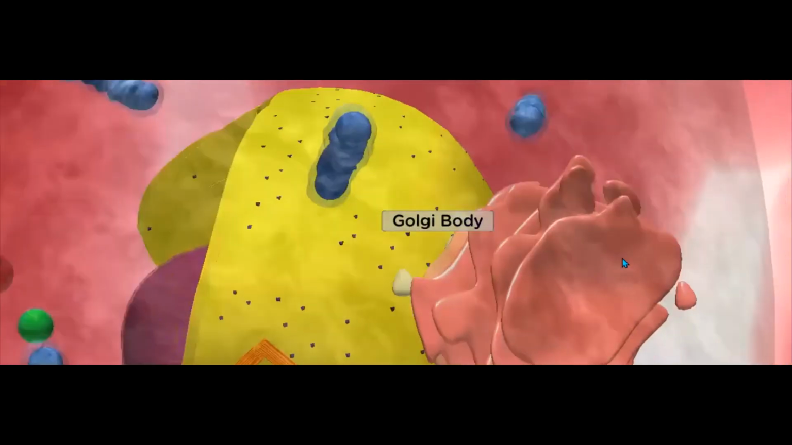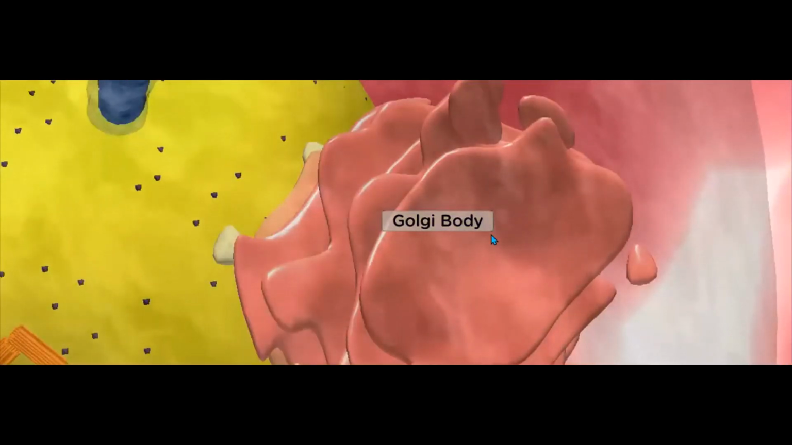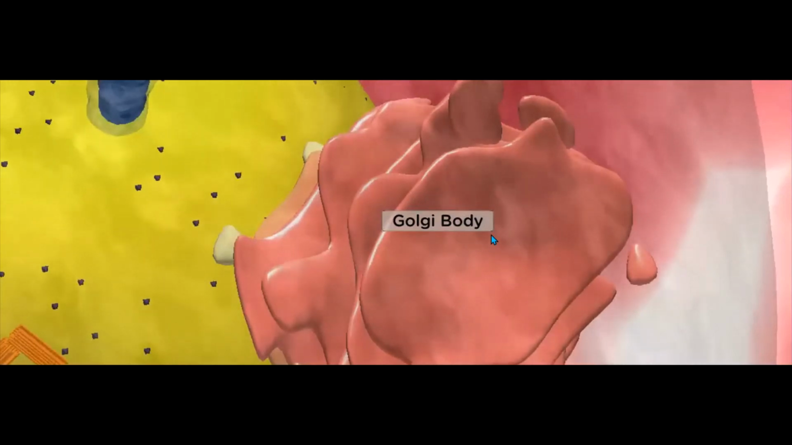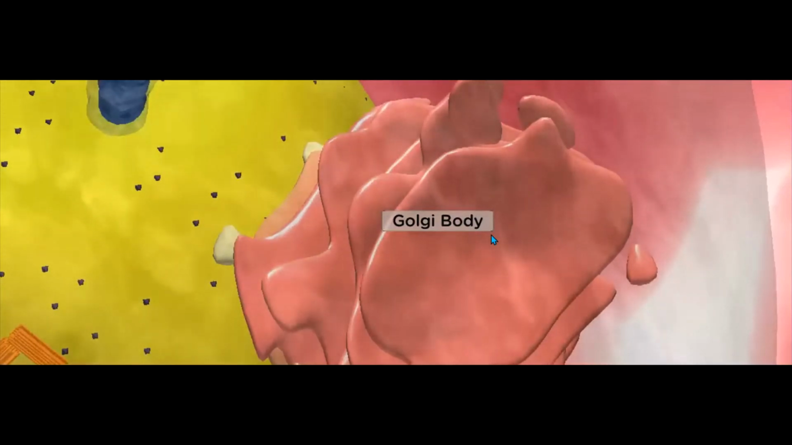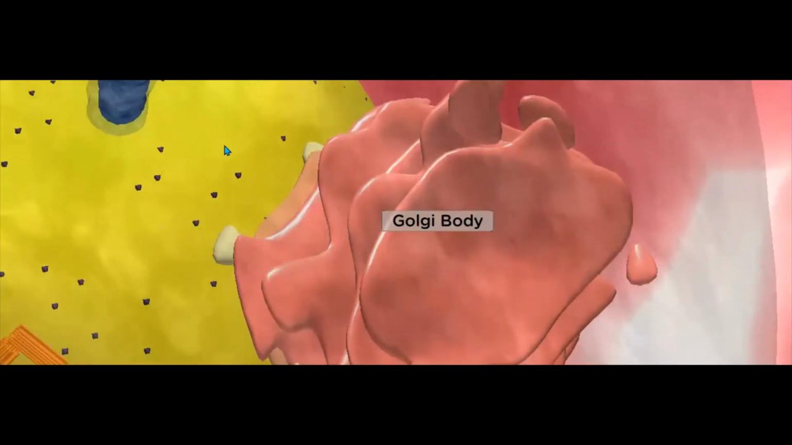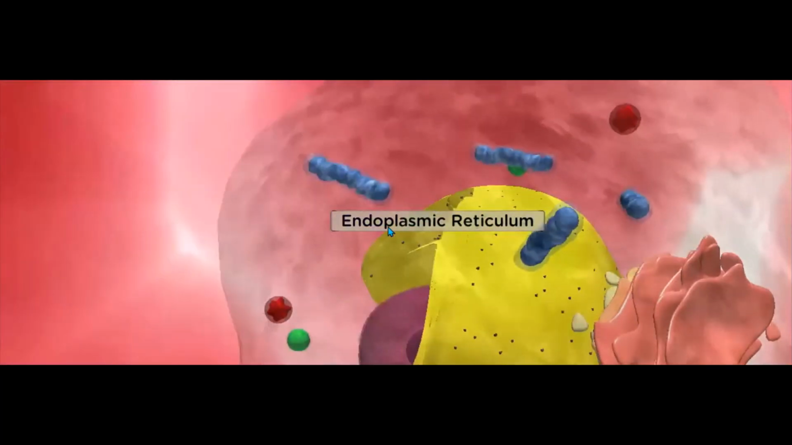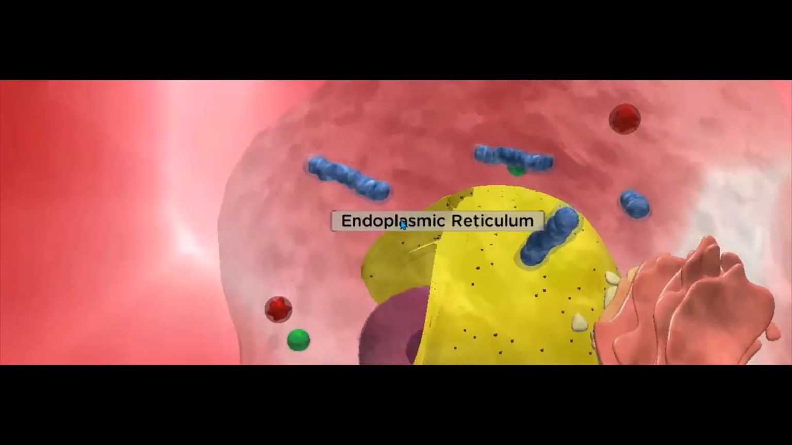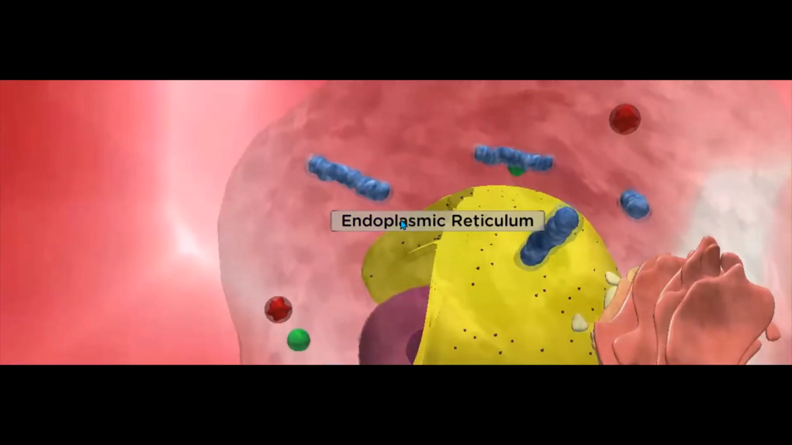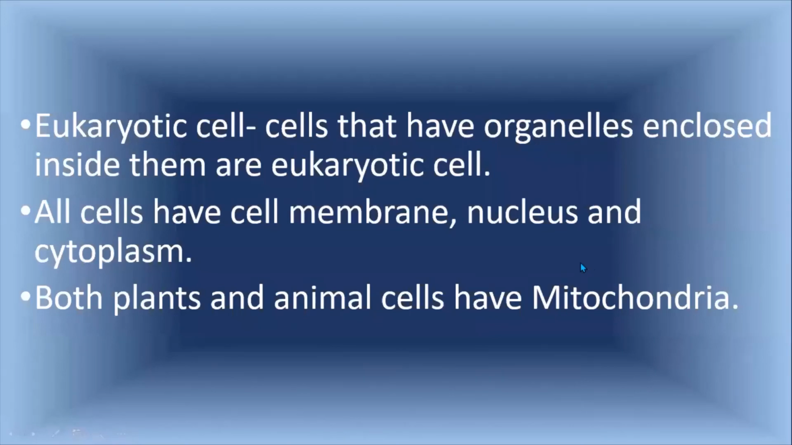Then comes our Golgi body. The Golgi body, also known as the Golgi apparatus, aids in modification, packaging and distribution of proteins that are made by the cell. So here we have discussed all the parts of a cell. Thus, we can conclude that eukaryotic cells are cells that have organelles enclosed inside them. All cells have a cell membrane, nucleus and cytoplasm. Both plant and animal cells have mitochondria.